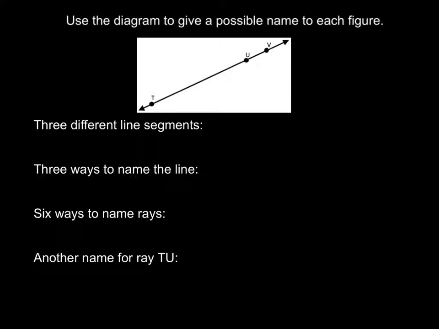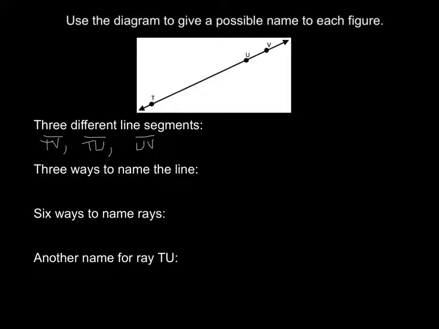Use the diagram to give a possible name to each figure. Okay, so we want three different line segments. So I could say line segment TV. I could say line segment TU. Or I could say line segment UV for the third possible way. Three ways to name the segment.